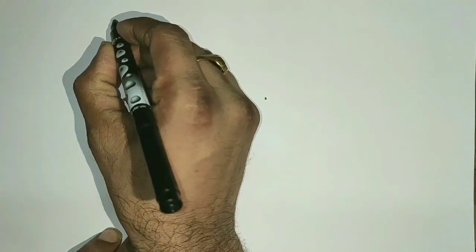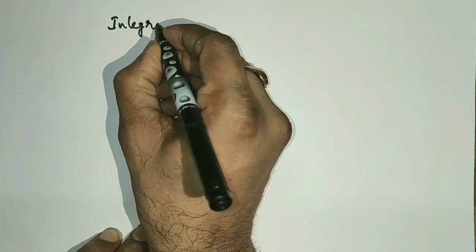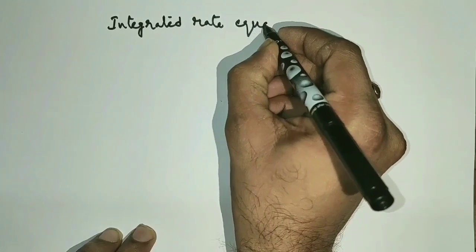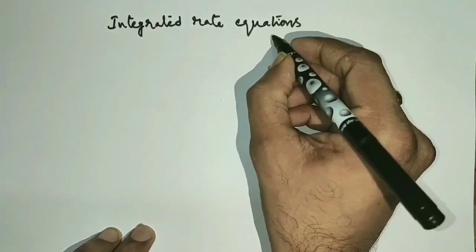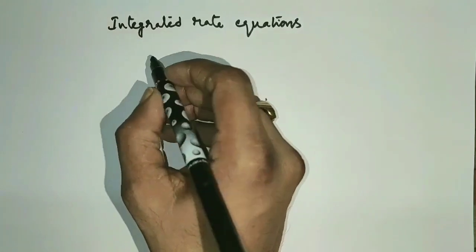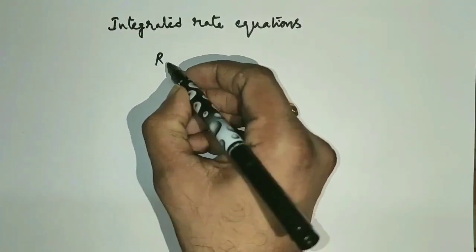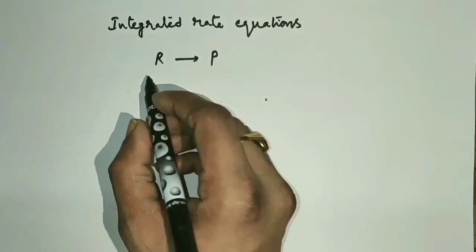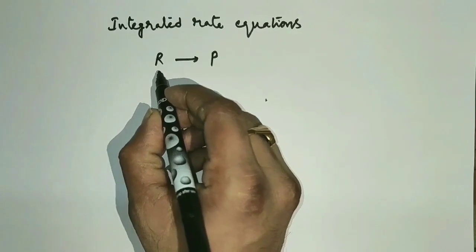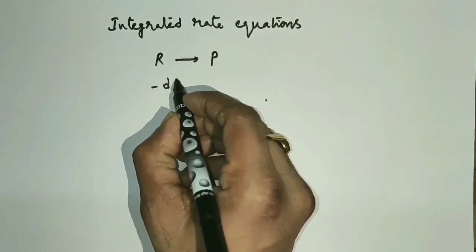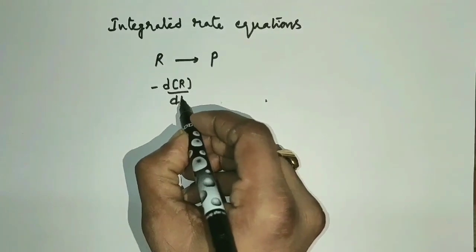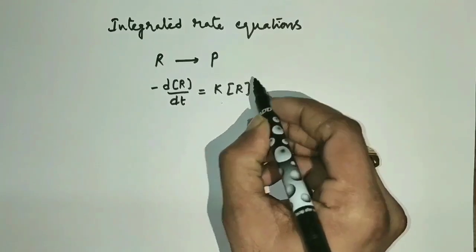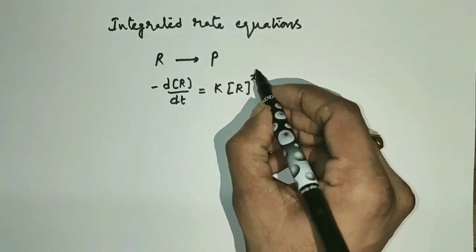In this video, I am going to tell you about integrated rate equations. For a chemical reaction in which reactants R convert into products P, rate of reaction can be written as rate, which can be expressed as minus dR by dt, is equal to rate constant into concentration of reactants R to the power x, where x is the order of reaction.